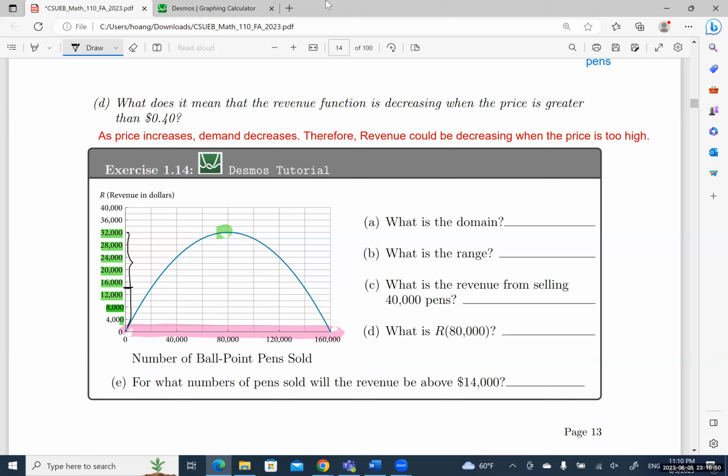Okay. So you will need the revenues more than that. So we mean what? You want to sell in between these values up to this value to get the revenue to be more than 14,000, right? So it is 14,000.